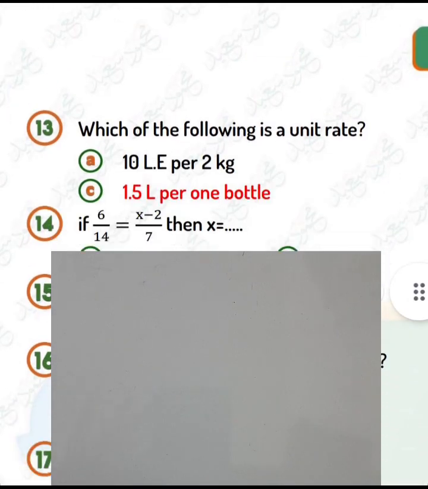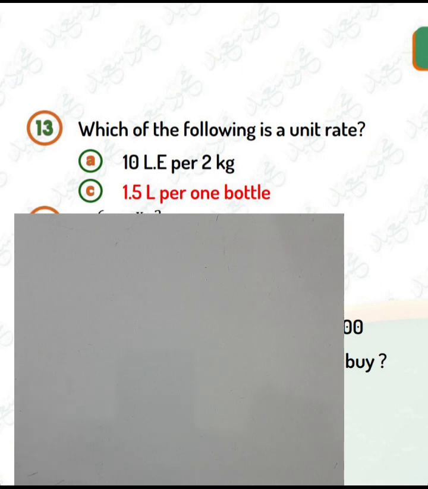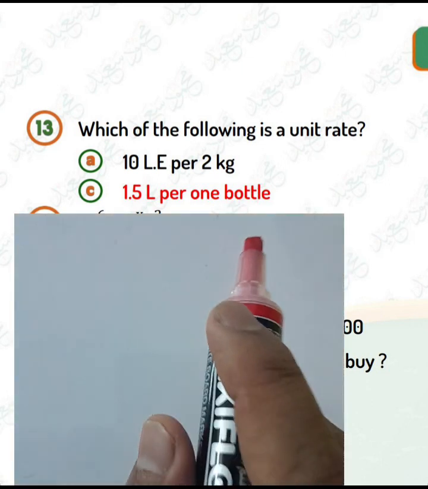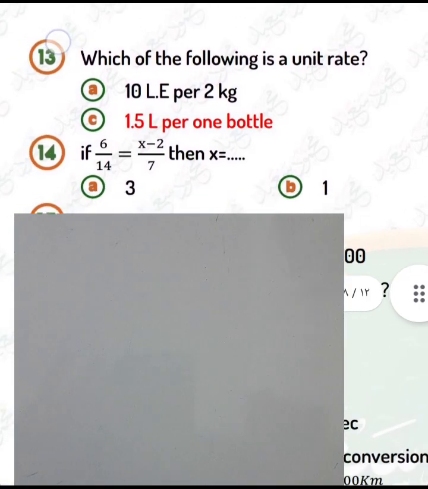Next question. Which of the following is a unit rate? Unit rate means comparing two different units, where the second term equals 1 unit, such as 1.5 lira per 1 bottle.